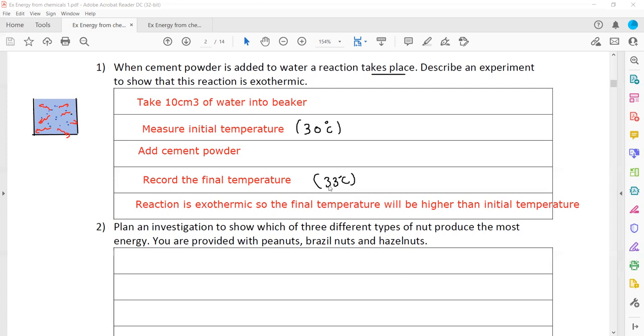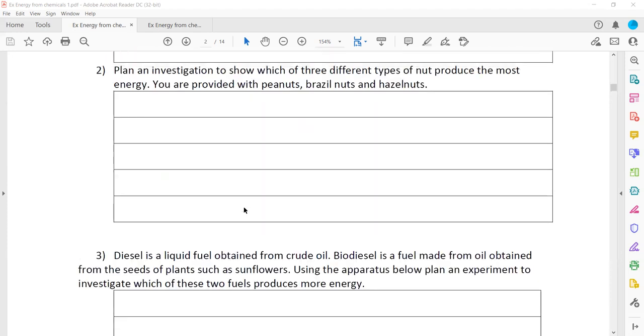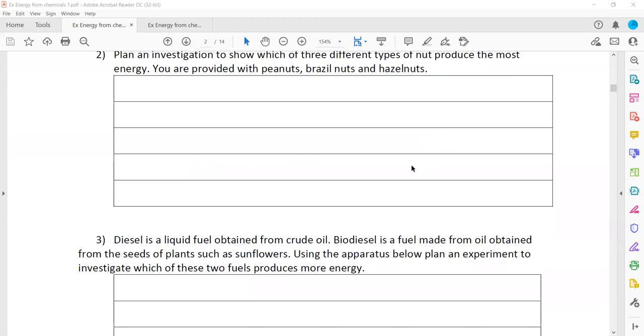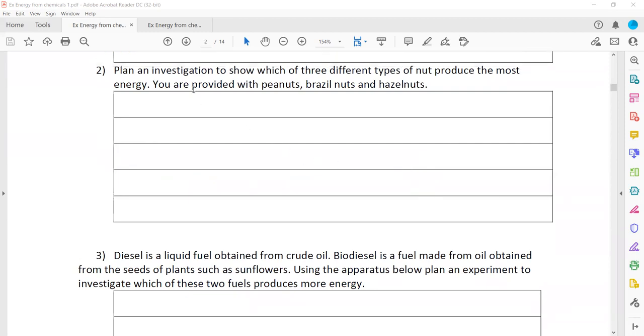Okay, moving on to the next question, question 2. These questions are all from Paper 6, in which you have to plan the experiment. The second question is: plan an investigation to show which of the three different types of nut produces the most energy.